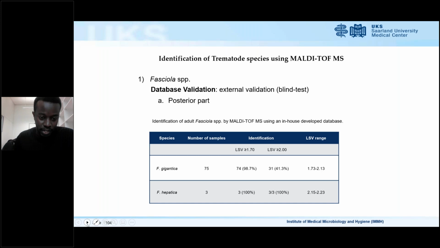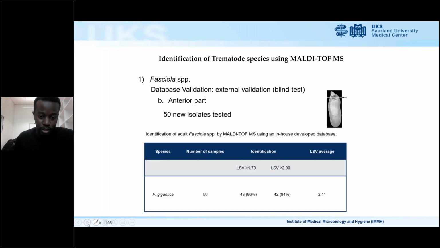For the second step of validation, we used another part of the body of the worm. Here you can see the body part that we used is the anterior part, and the MSP created with the posterior part was also able to identify other parts of the worm.